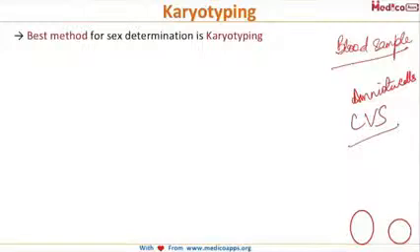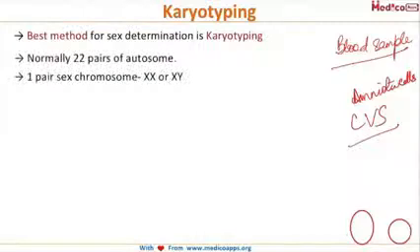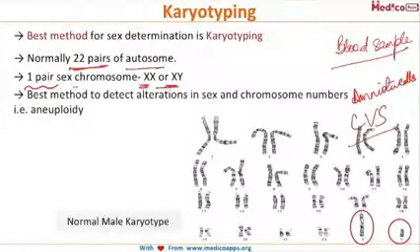So as I told you, this karyotyping gives you the entire chromosomal picture of an individual. So if the Y chromosome is present, it will be a male, and if this Y chromosome is absent, it will be a female. So normally if we do karyotyping for human beings, we can see that there are 22 pairs of autosomes and 1 pair of sex chromosomes, that is either XX or XY. Now here you can see a normal male karyotype. In this we have 22 pairs of autosomes and 1 pair of sex chromosomes, that is X and Y.